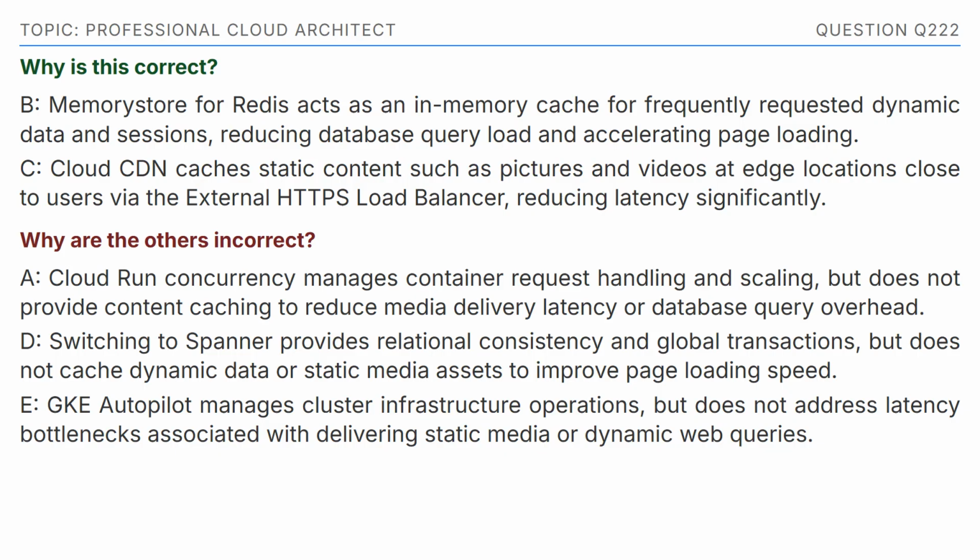Why are the others incorrect? A. Cloud Run concurrency manages container request handling and scaling, but does not provide content caching to reduce media delivery latency or database query overhead. D. Switching to Spanner provides relational consistency and global transactions, but does not cache dynamic data or static media assets to improve page loading speed. E. GKE Autopilot manages cluster infrastructure operations, but does not address latency bottlenecks associated with delivering static media or dynamic web queries.